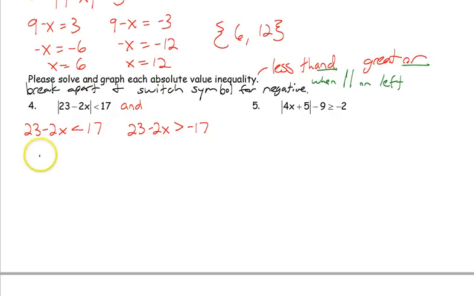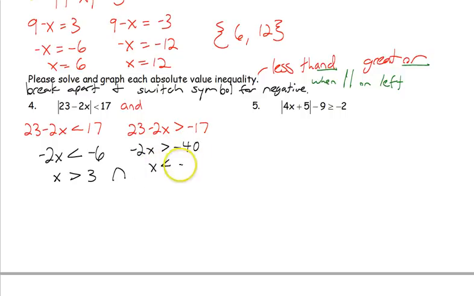Move the 23 over, and when you move the 23 over, you get a negative 6. And then you have to divide, and when you do that, make sure you flip the symbol. You get x equals 3. And, or I'm going to use the and symbol, we get negative 2x is greater than negative 40. When we divide by negative 2, we flip the symbol. Negative 40 divided by negative 2 is 20. So this is what I have, and now I have to graph it.